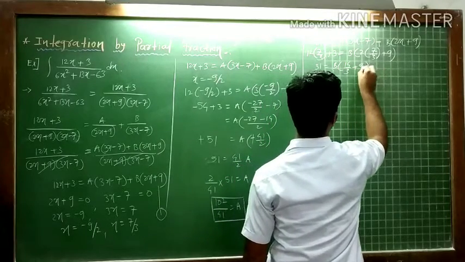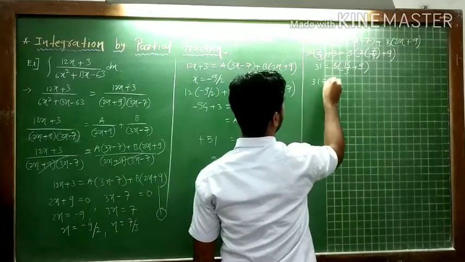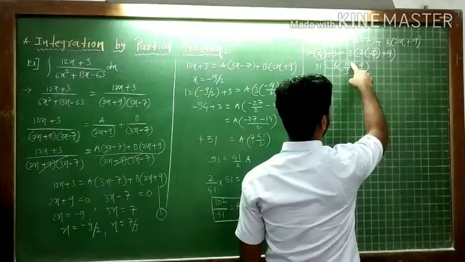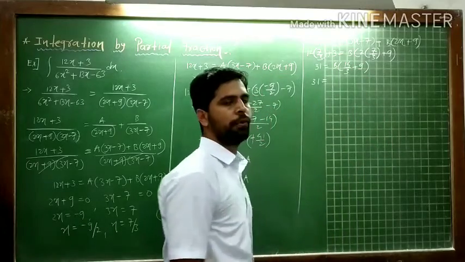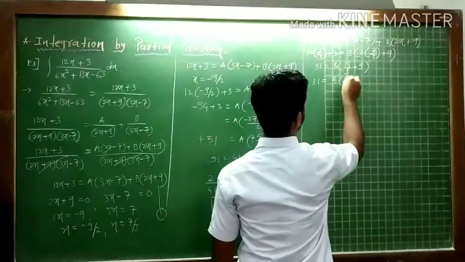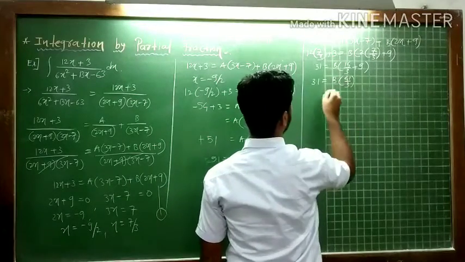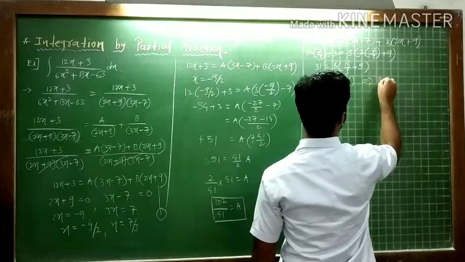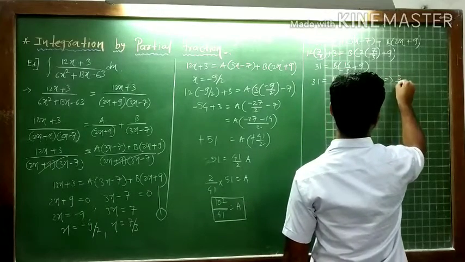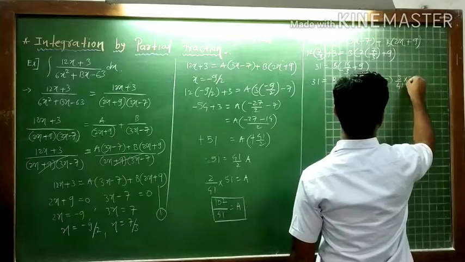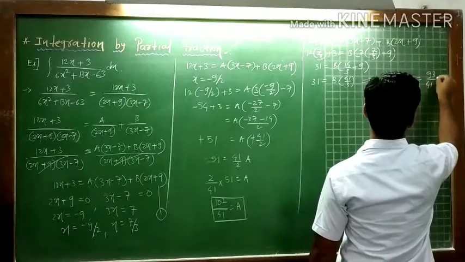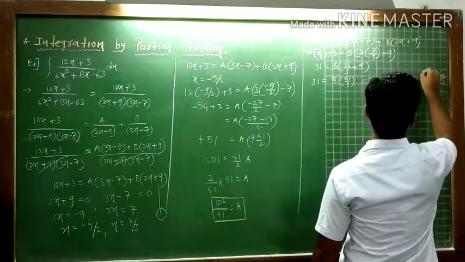If you simplify this, what do you get? 31 is equal to B into, 3 into 9 is 27, 27 plus 14 is again 41, so B into 41 by 3. So how do we simplify? B is equal to 3 by 41 into 31. How much is it? 93 by 41. This is the value of B you get.